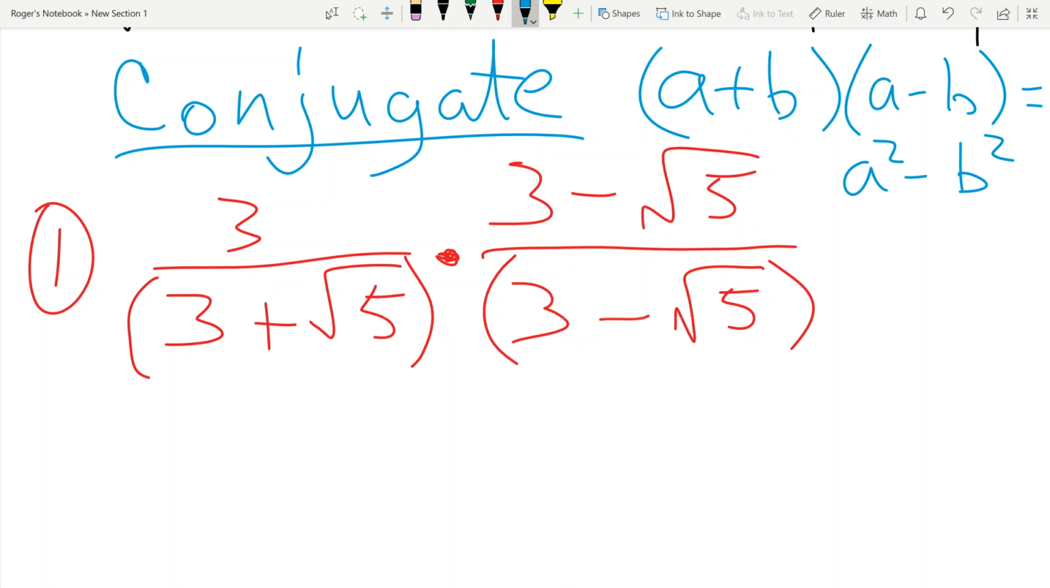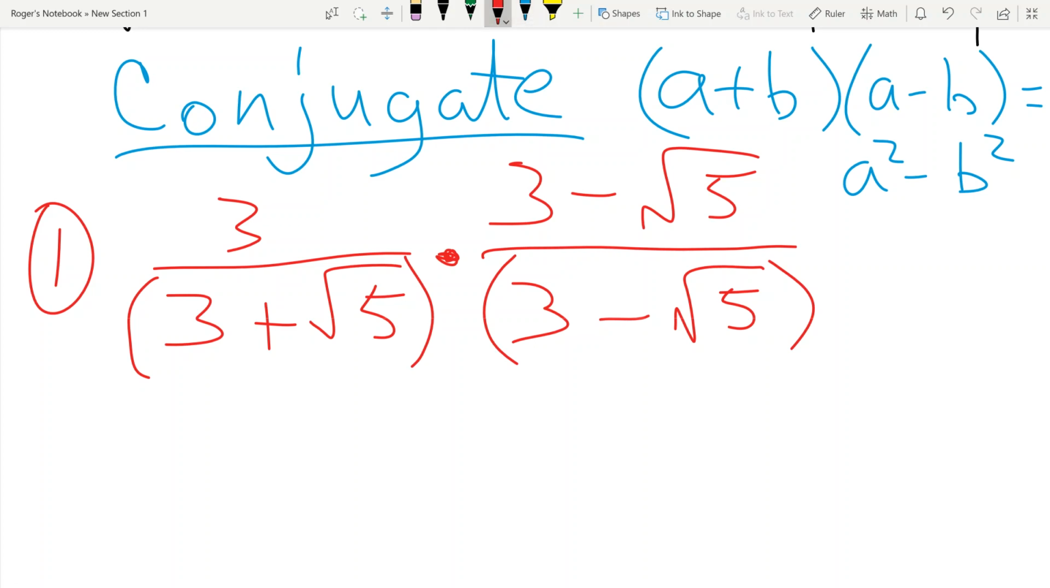Now look at these two numbers here that are our a and b. a is 3, b is the square root of 5. If I square 3, I get 9. If I square the square root of 5, I get 5. So the reason we've chosen this as our conjugate, and the reason we're using this method, is to eliminate the radical from the denominator.